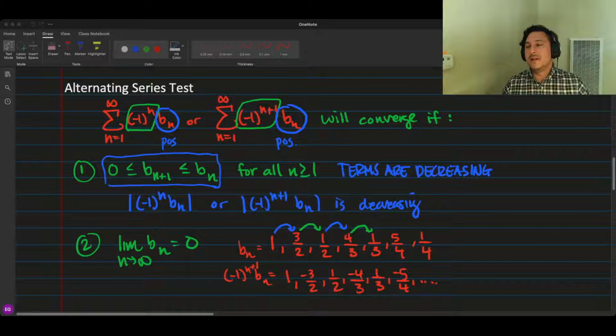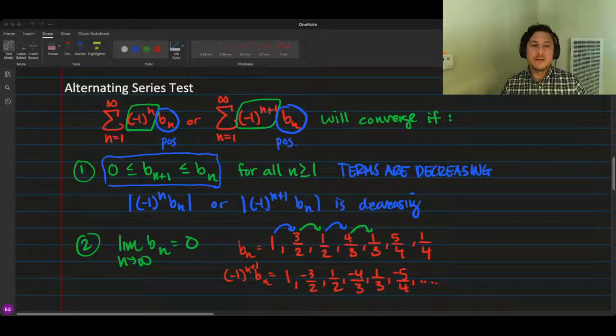It's important to remember that if you have (-1)^n, it's going to start off being negative, but if you have (-1)^(n+1), it will start off being positive. So if you're ever making an alternating series, that's something you should think about.